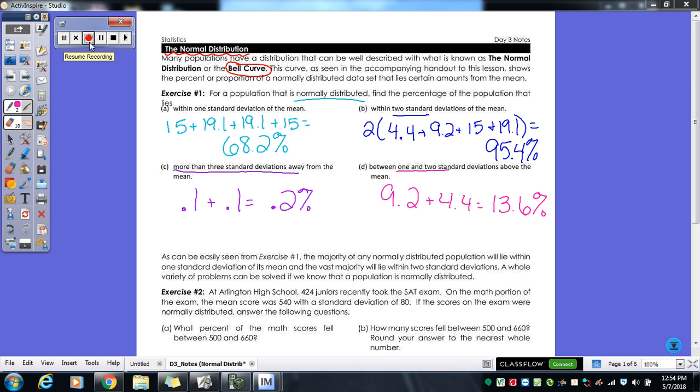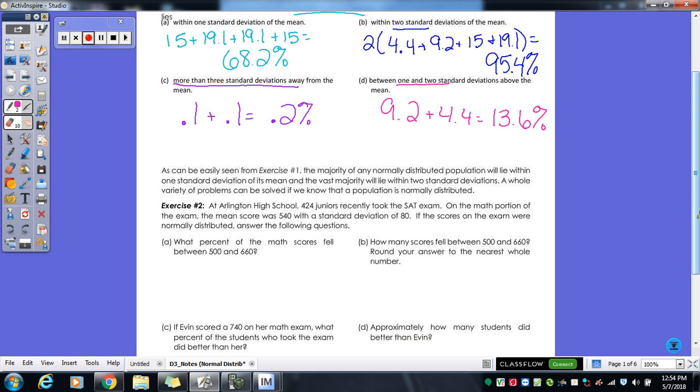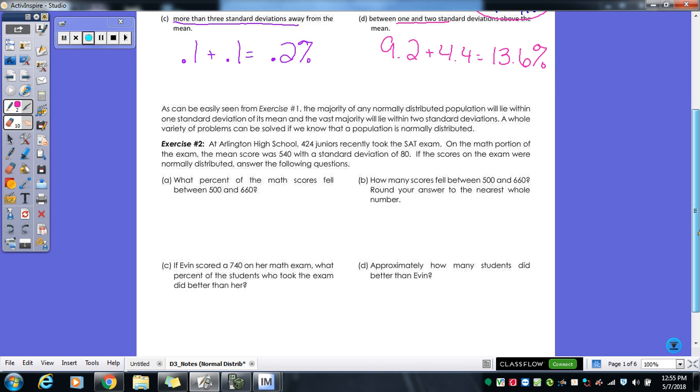All right. As can be easily seen from exercise 1, the majority of any normally distributed population will lie within 1 standard deviation of its mean. And even further than that, a vast majority of them will lie within 2 standard deviations of our mean. That was our 95.4. So a whole variety of problems can be solved if we know that a population is normally distributed. So let's look at an example here.